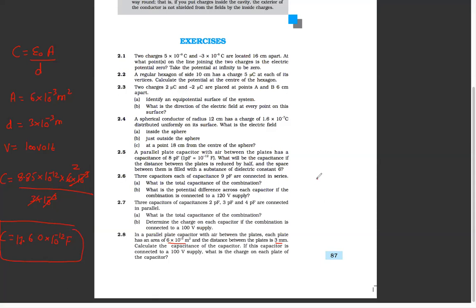the charge over the capacity. Q is simply CV. If you substitute the values, this is 17.6 into 10 raised to the power minus 12 into V, which is 100. The value of charge is 17.6 into 10 raised to the power minus 10. Is it clear now? Joanna, Afroza, Fatma?